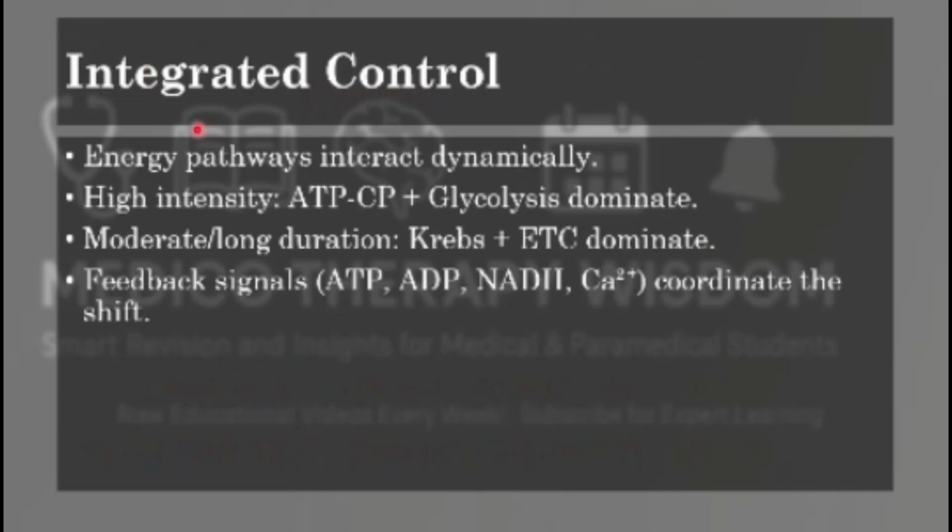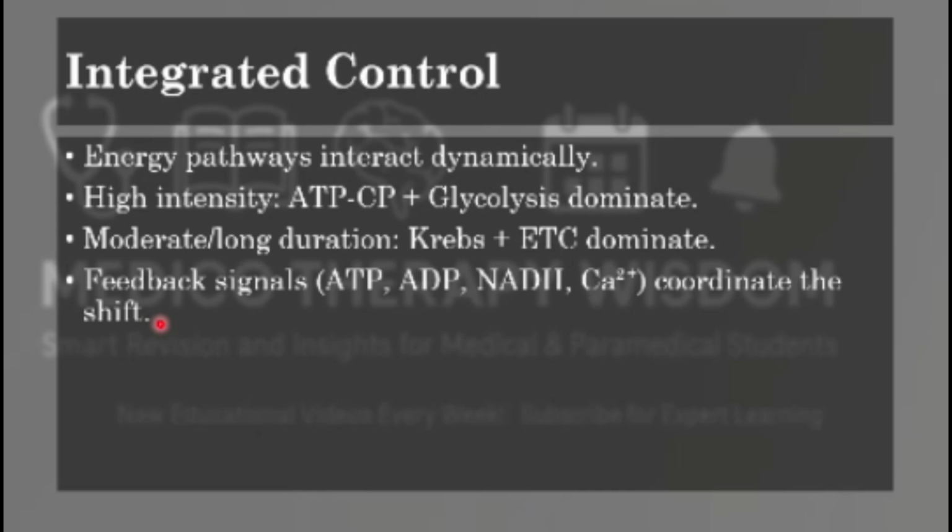Then the next is integrated control. Integrated control means the energy pathways interact dynamically. During high intensity, the ATP-CP and glycolysis systems dominate. During moderate and long duration, the Krebs cycle and ETC dominate. The feedback signals from ATP, ADP, NADH and calcium coordinate the shift. Think of the systems as gears in a car. Different gears are engaged depending on the speed and the effort. The same in our body: depending upon the intensity, our system will switch accordingly.